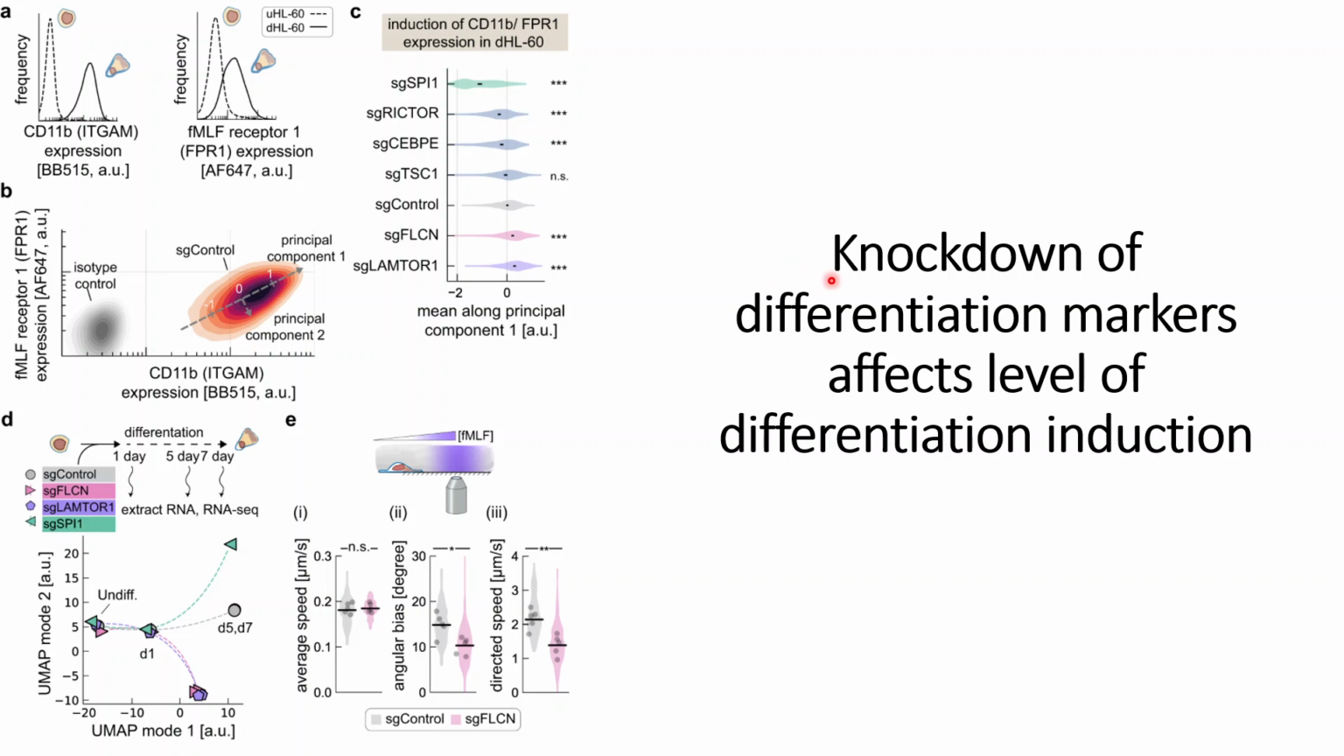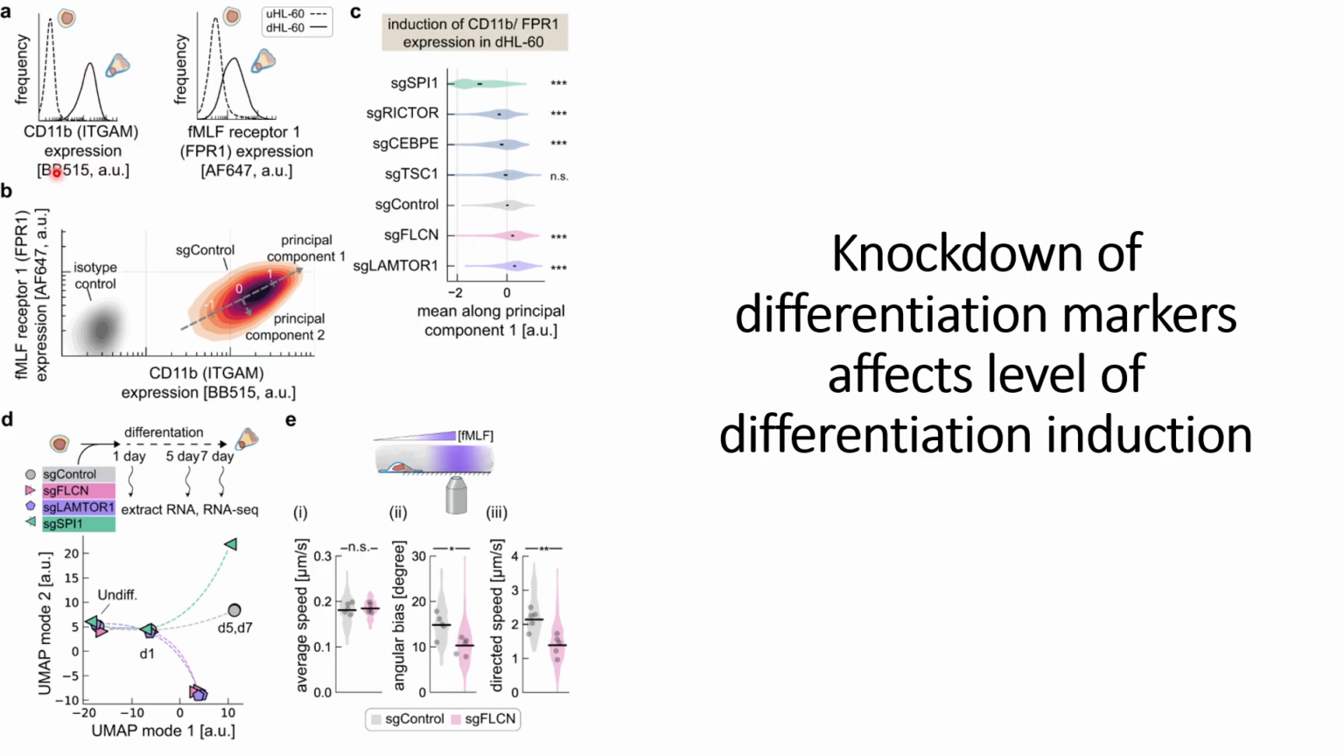In this video, we will discuss how, if this knockdown of differentiation markers occurs, it will affect the level of differentiation induction in those cells. So here the differentiation that has been tested is towards macrophages of these HL60 cells. First they check whether the differentiation is occurring in the normal cells or not.